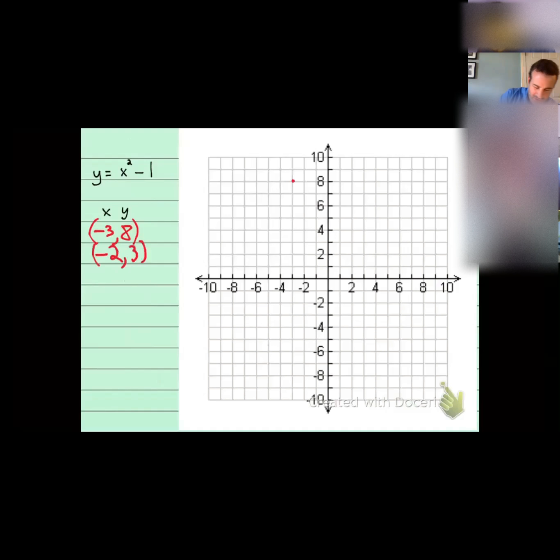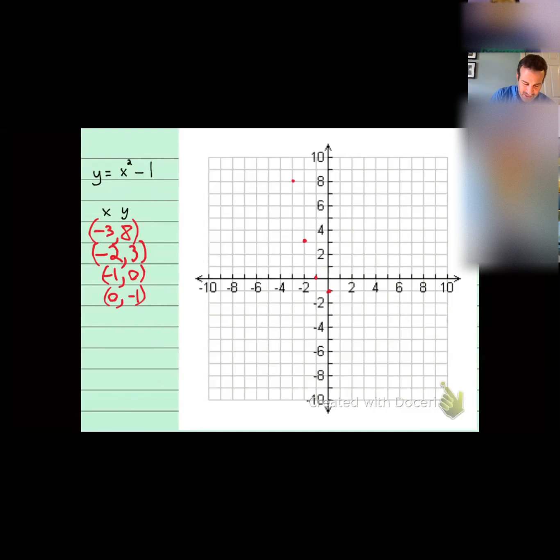It might help if you have some graph paper or print yourself some graph paper. Negative 2, 3. We will do a bunch of graphing in this class. All right, negative 1, 0. Now 0, negative 1. I go 0 in the X direction, and I go negative 1 in the Y direction.